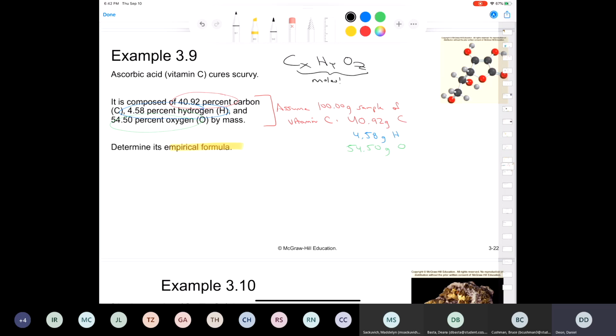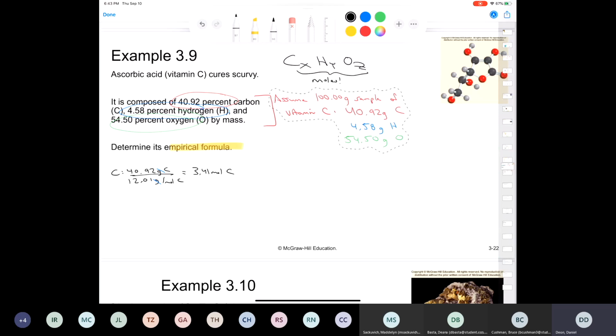Let's start with carbon. For carbon, we take 40.92 grams of carbon, and in carbon there are 12.01 grams per mole of carbon. Look, grams of carbon are going to cancel out, and I end up with moles of carbon. I end up with the number of moles of carbon as being, I've already done this, 3.41 moles of carbon. Okay, now we're going to do the exact same calculation for hydrogen and oxygen.